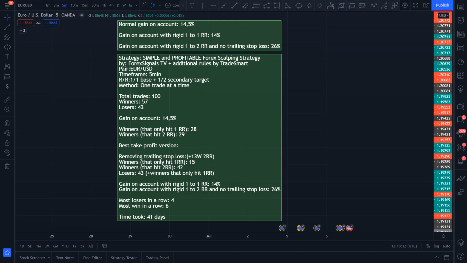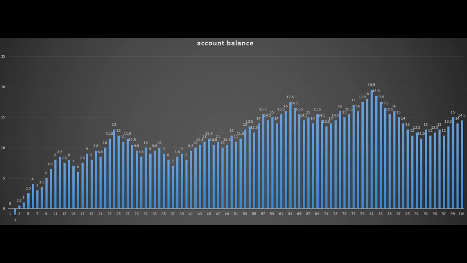I checked a few different take profit options and the best one was targeting 1-to-2 risk to reward from the entry and not using break-even stop loss. The method gave us 26% gain on the account without fees, risking 1% per trade. If you risk 2% per trade, we would get 52% gain on the account, which is pretty good. If we take a look at the account balance growth, we can see a steady rise without any drastic pullback.